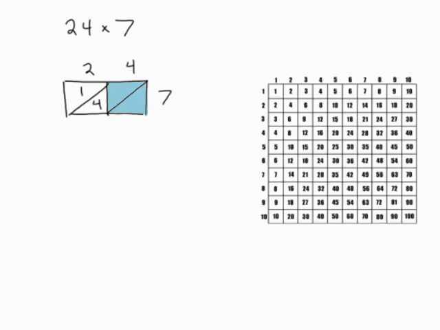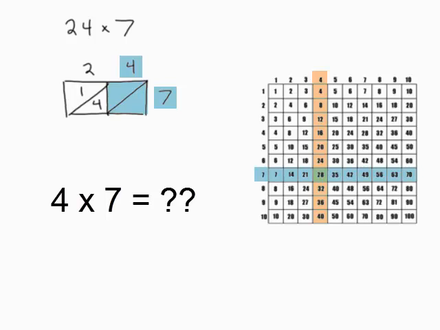This box corresponds to the product 4 times 7. What is 4 times 7? Let's look it up on the multiplication table. To find the answer to 4 times 7, we find 4 across the top and 7 down the side, and we look to see where that row and column intersect. This shows us that 4 times 7 is equal to 28. And so we need to write 28 into the box. The tens digit is 2, and the ones digit is 8.